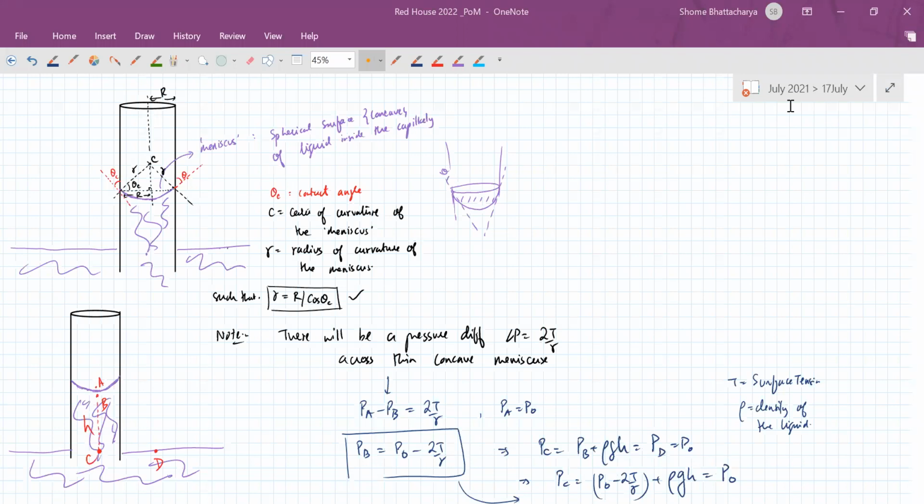Then we'll discuss a numerical application or two based on this. And then we are done with surface tension. So we'll start with viscosity, which is the last part of this chapter.